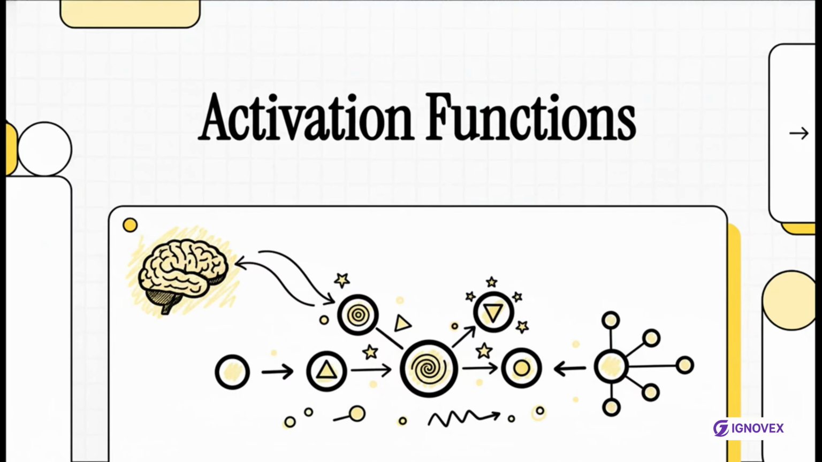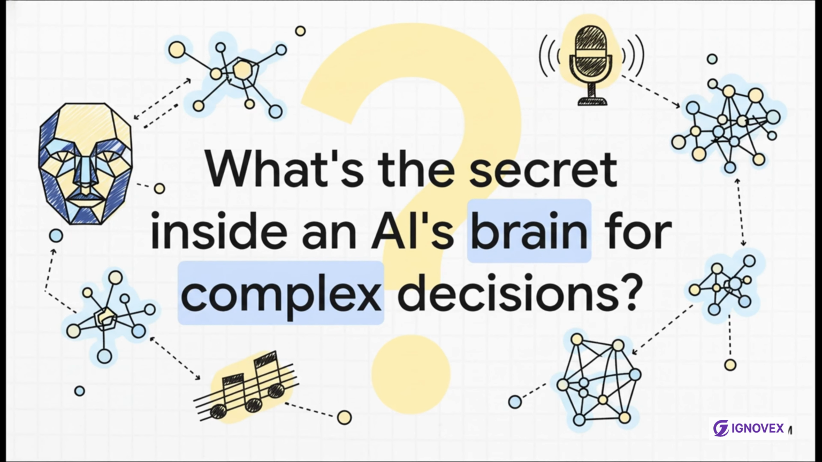All right, today we're going to peel back the layers on the AI brain and look at something absolutely critical, the activation function. You can think of it as the secret sauce, really. It's what takes a neural network from just a simple calculator to a powerhouse that can make incredibly complex decisions. So, what is that secret?